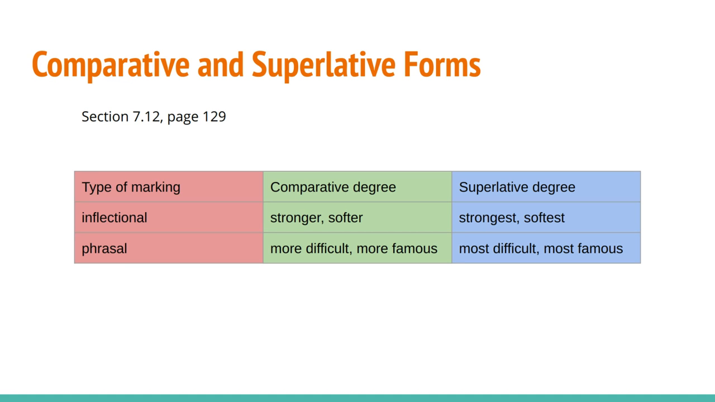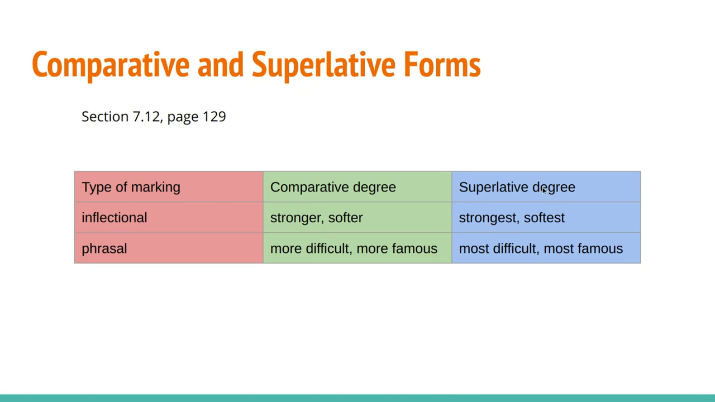This is probably something you've dealt with a lot at school, or at private institutes with a tutor, if you have ever had one. In section 7.212, sorry, page 129, you will find a detailed description of these comparative and superlative forms. The general rule for the comparative and the superlative is that one syllable adjectives take an inflectional marking to form the comparative or superlative degree. Is that okay?